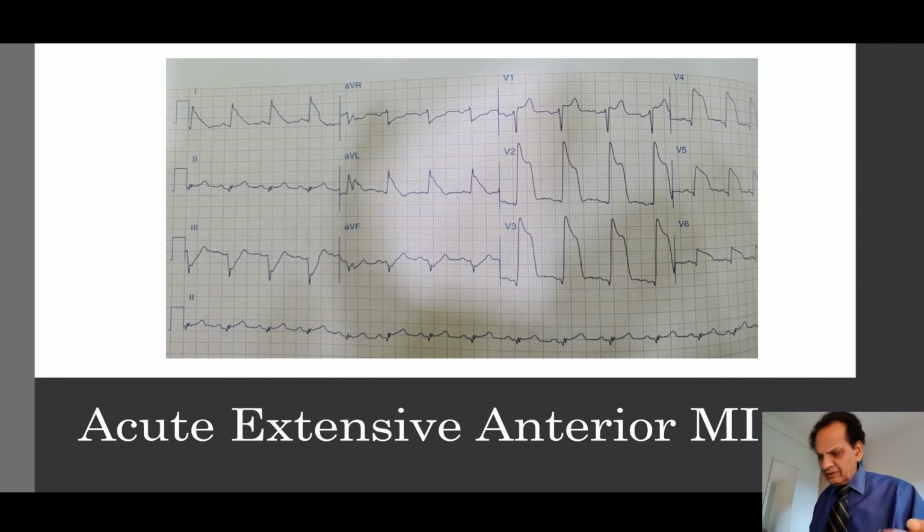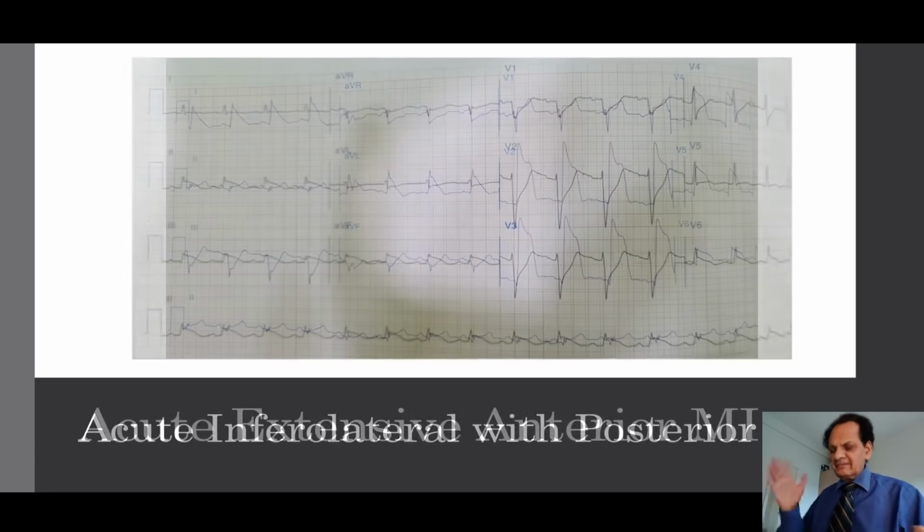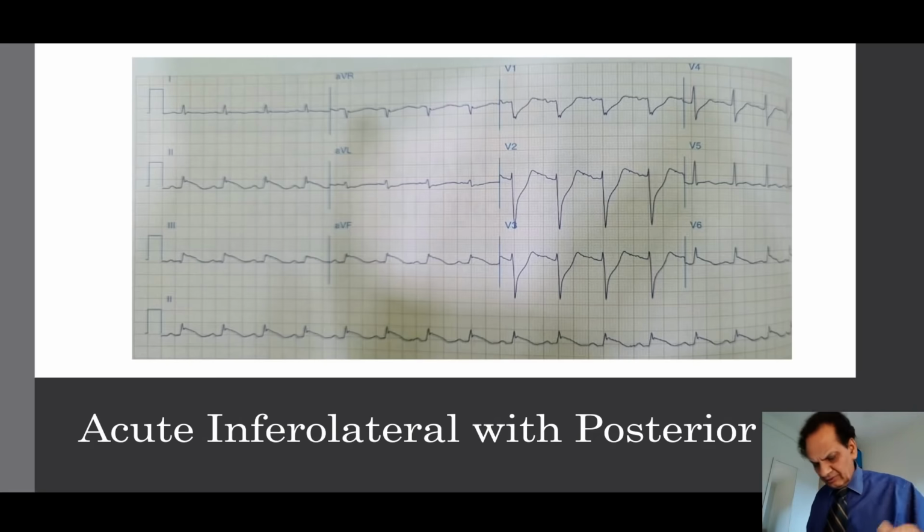Good one, acute extensive anterior MI. You can see such a good picture. Lead 1 and AVL is also involved. So extensive anterior MI with the bundle branch block pattern. So this is a very proximal LAD occlusion.